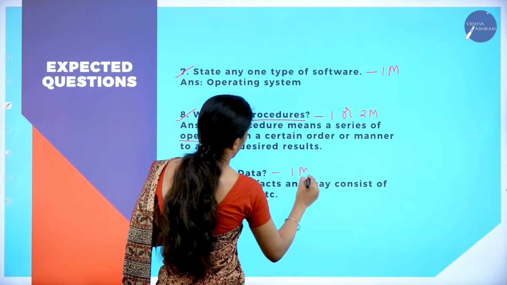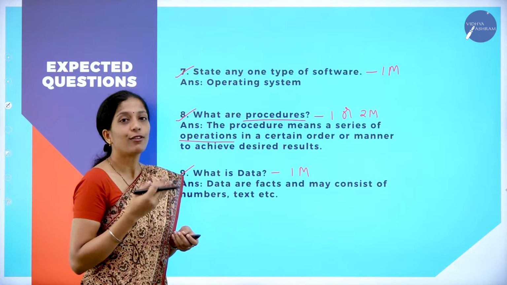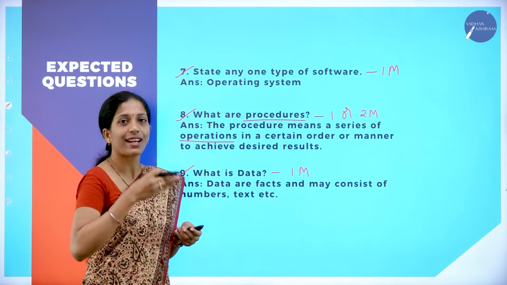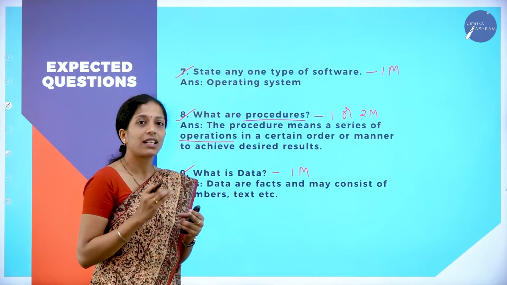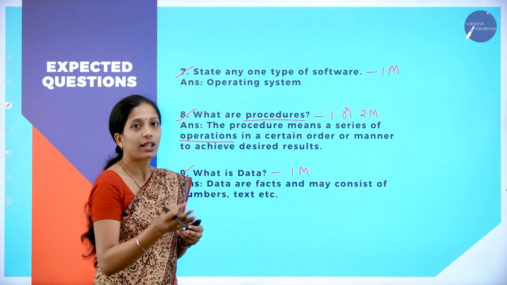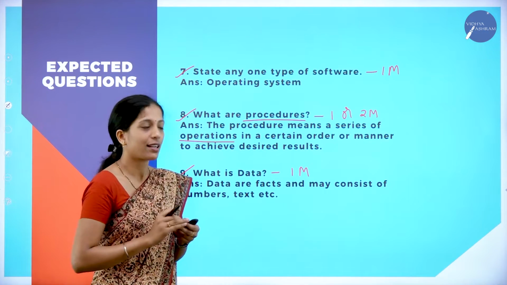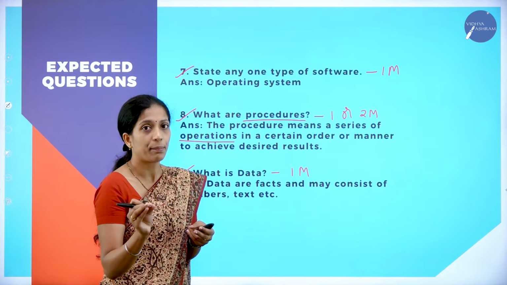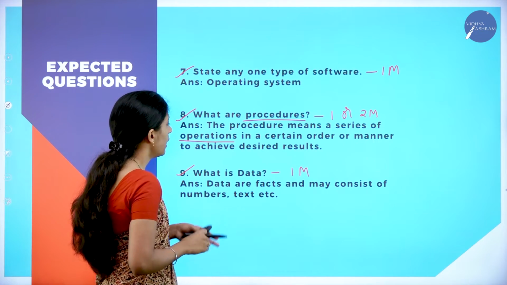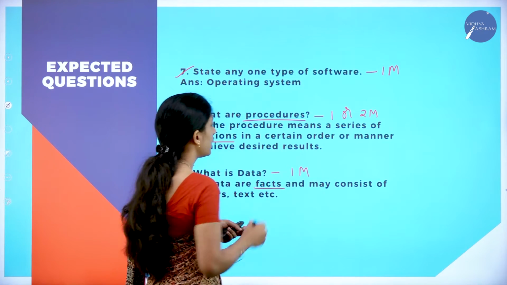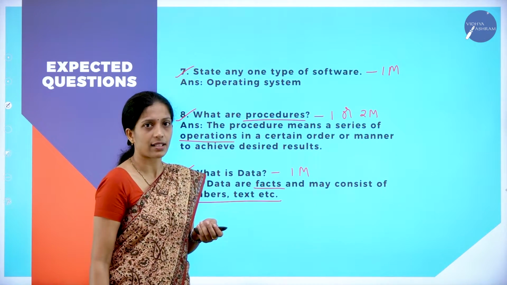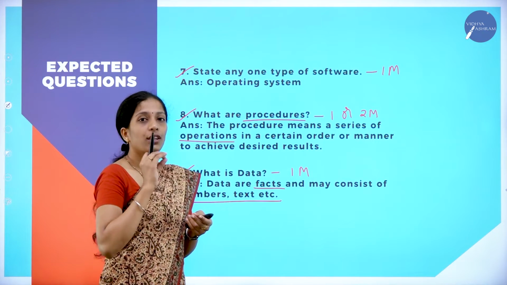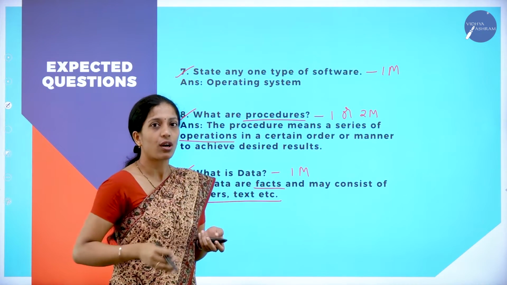Next one is what is data? So they might ask for 1 mark. So data means what? It is a fact. So it may be in the form of text or in the form of numbers or any other symbols. So whatever the user will feed into the computer, that is the raw data, or raw information or raw text or raw numbers, that is known as what? Data. So data are facts and may consist of numbers, text, etc. Then it will be converted into information.